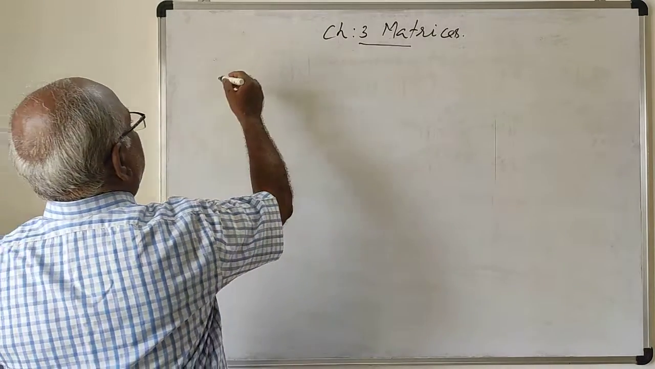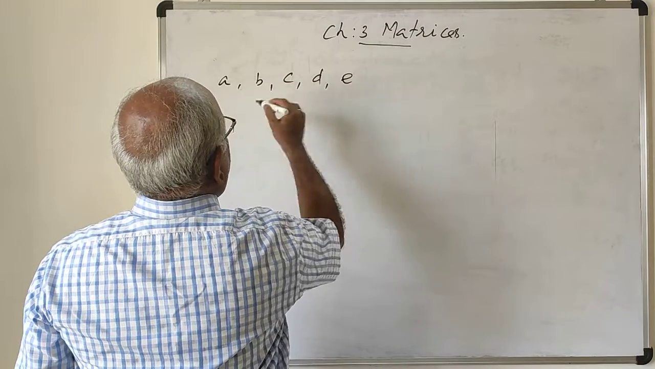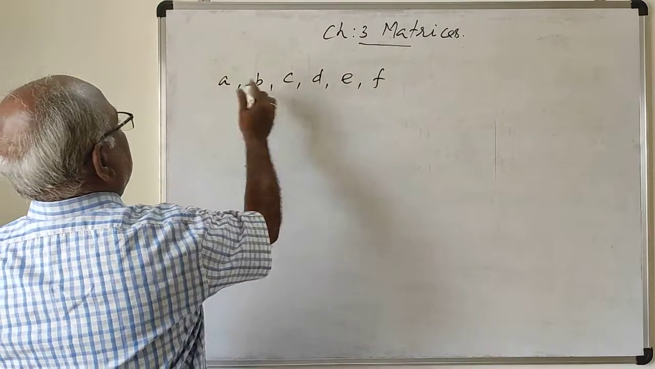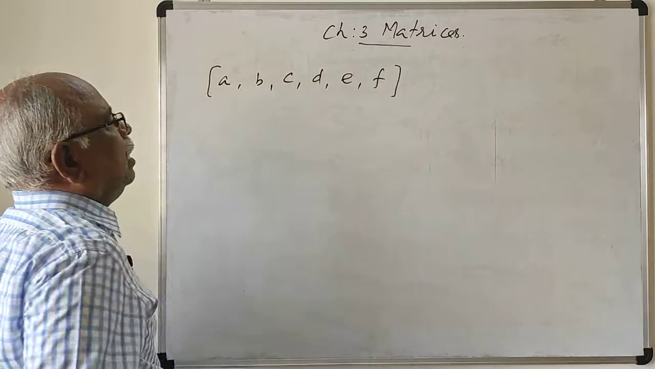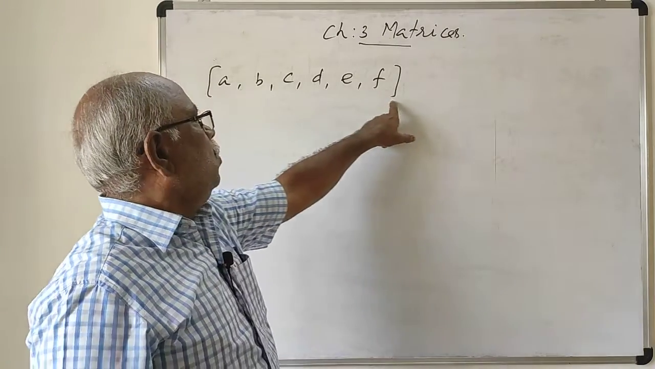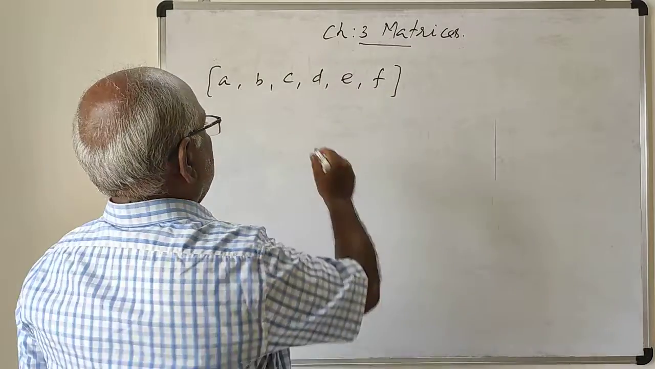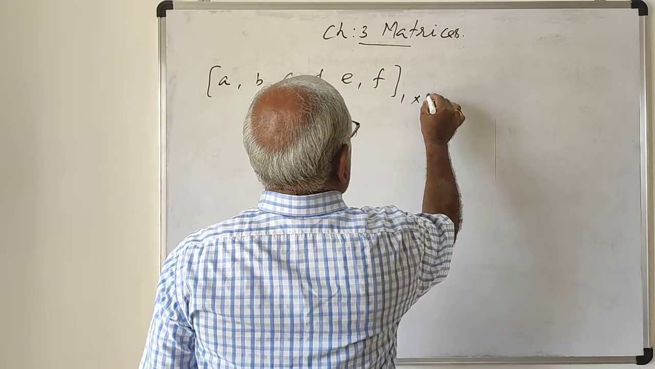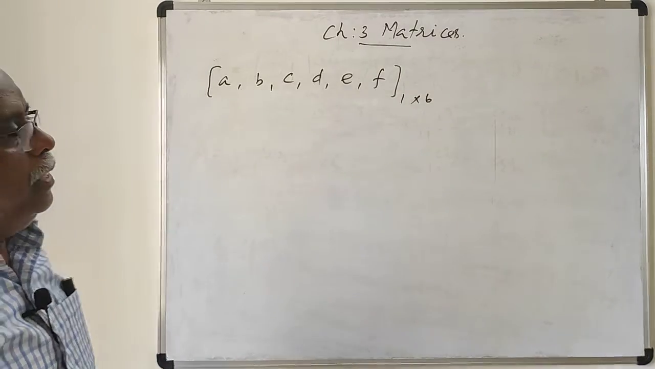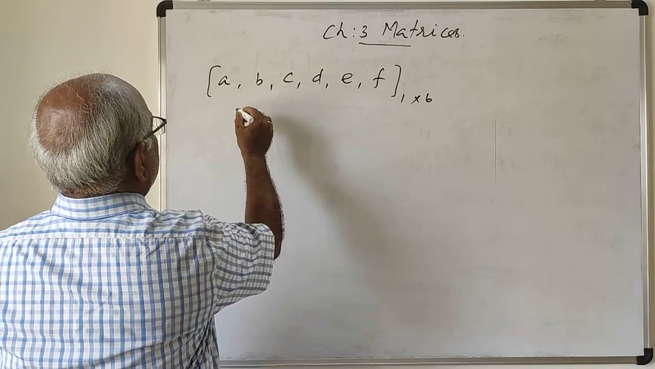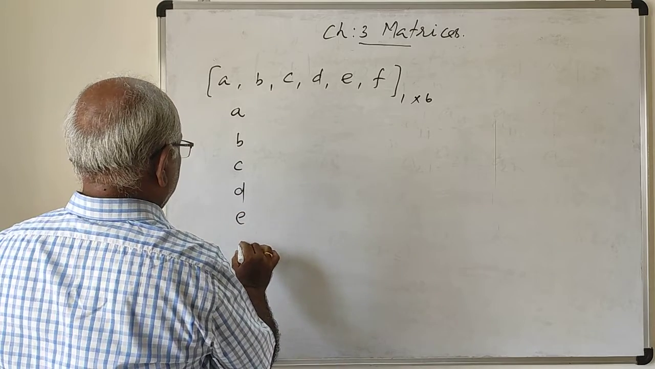And find this matrix: A, B, C, D, E, F. You see this matrix A, B, C, D, E, F. It has one row, a single row, but 1, 2, 3, 4, 5, 6 columns. Therefore, it is a matrix of order 1 by 6. Single row and 6 columns. And again, consider the matrix A, B, C, D, E, F.